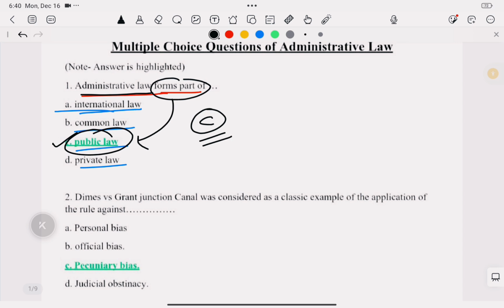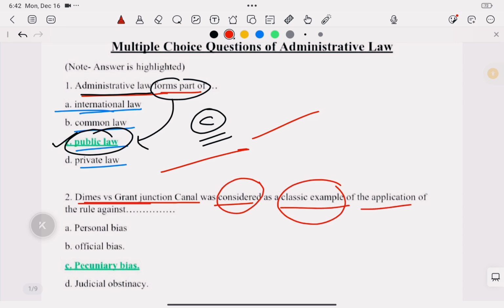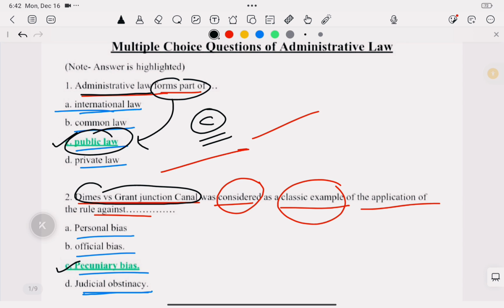Okay, so now moving to the next question. Dines versus Grand Junction Canal was considered as a classic example of the application of the rule against which of the following? Let's see the options. Option A personal bias, option B official bias, option C pecuniary bias, and option D judicial obstinacy. So in this case the correct option would be option C. That means Dines versus Grand Junction Canal was considered as a classic example of the application of the rule against pecuniary bias.